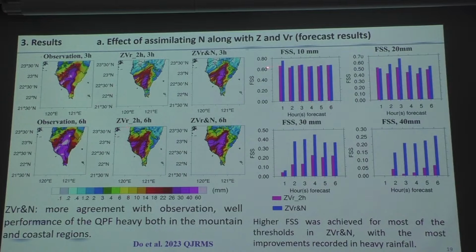And then from the FSS score, this is the forecast skill score. We see that the blue bar represents the additional information coming from radar-derived refractivities. From the beginning up to 6 hours, you see the improvement.